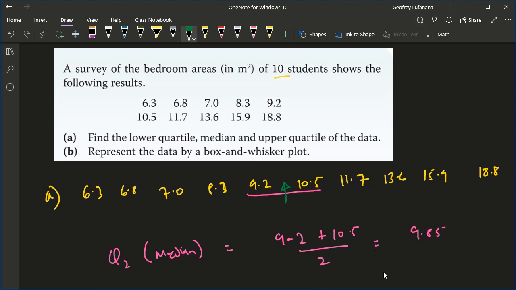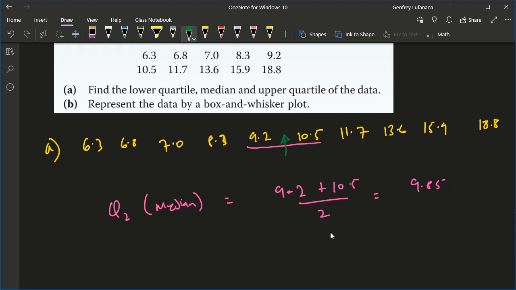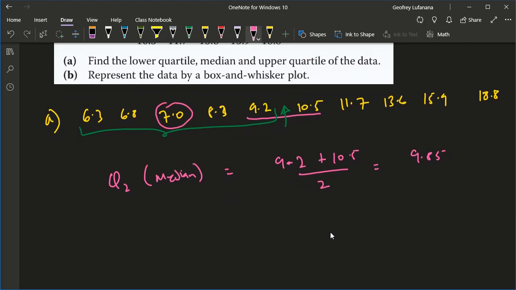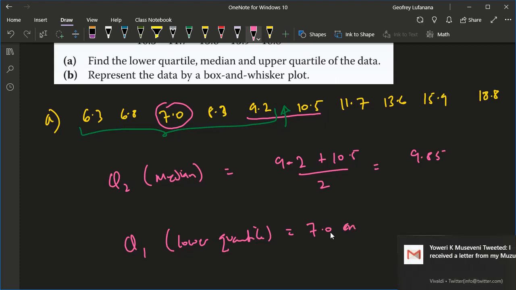The lower quartile is the middle of the lower half of the data below the median. Since there are 5 numbers, our middle value would be exactly that one. So my lower quartile, or Q1, would be 7.0. The units here are all meters squared. It's important to always include the units, so these are square meters.